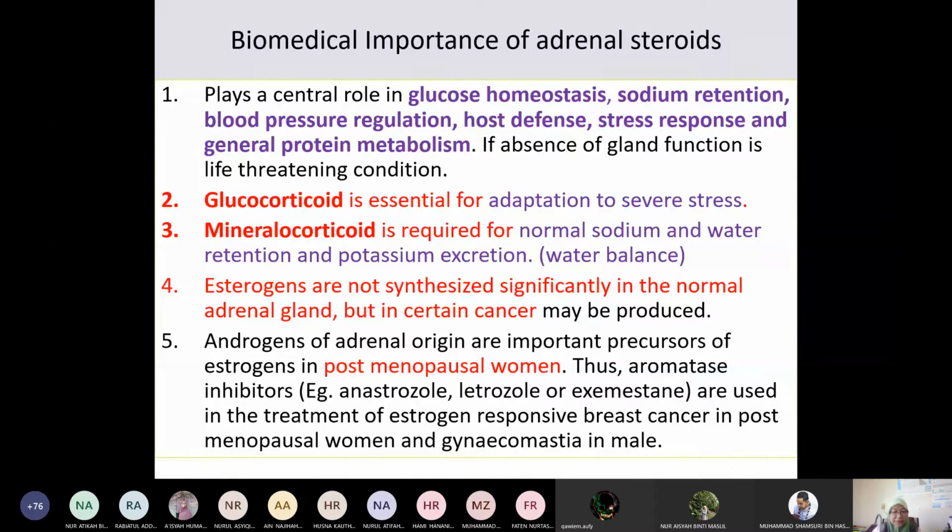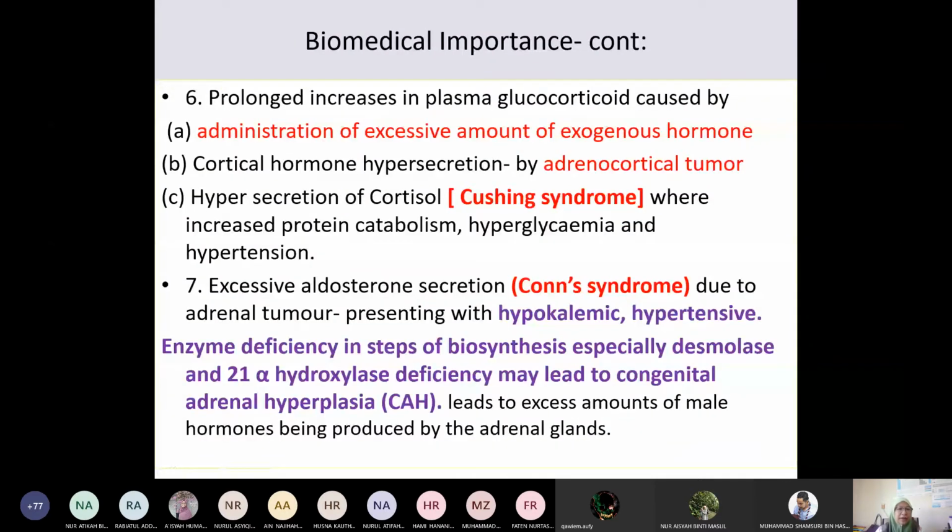So the role of aromatase inhibitors is important, because you know why? They can inhibit the aromatase. By inhibiting the aromatase enzyme, there will be no production of estrogen. So they are very useful to treat estrogen responsive breast cancer, and in a similar way, obese men with the gynecomastia problem. So bear that in mind.